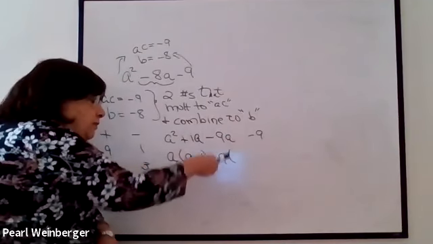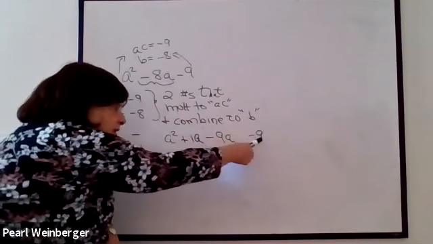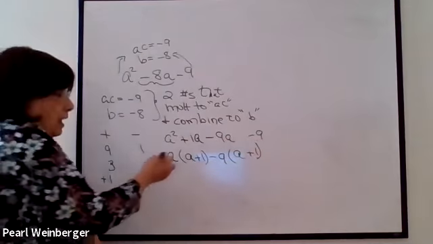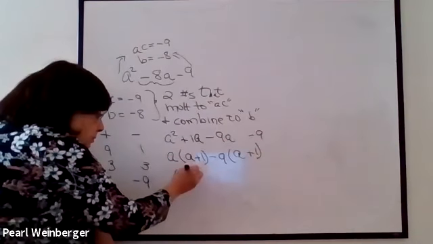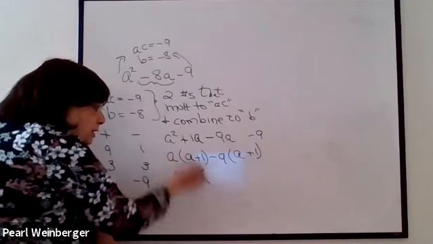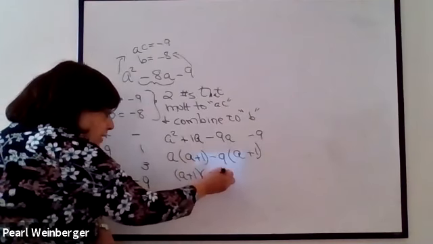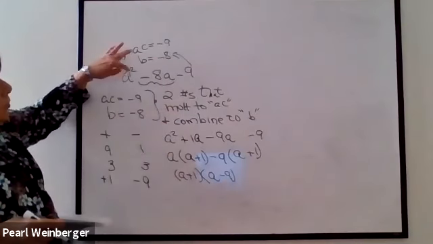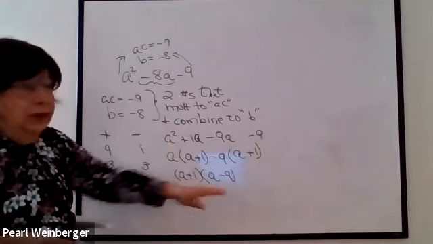And when I divide negative 9 into negative 9a, I get a. And when I divide negative 9 into negative 9, it becomes positive 1. And then I can finish the factoring by putting a plus 1 in front, our common binomial factor. And in the second parentheses, we put the a minus 9. And we have factored this a squared minus 8a minus 9 into 2 binomials.